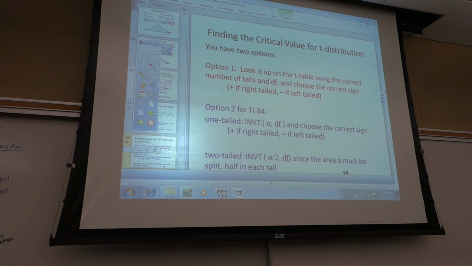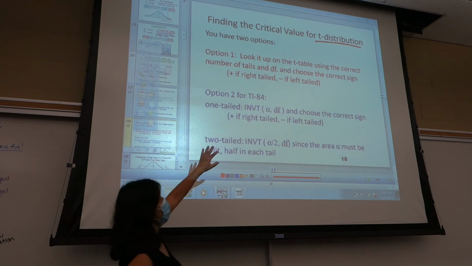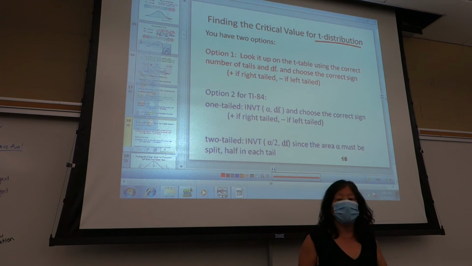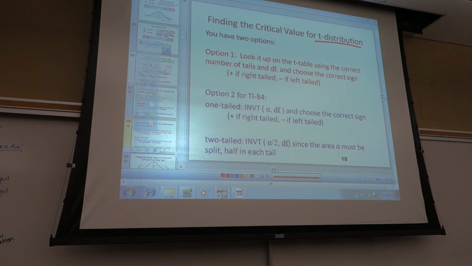Find the critical value for a t distribution. When do you use a t distribution? Mean, Mr. T. So whenever you have a mean, you're going to use a t distribution. So here, look it up on your t table.